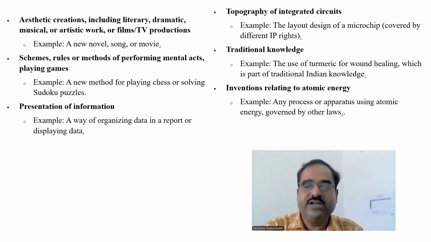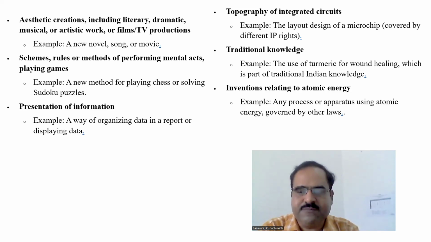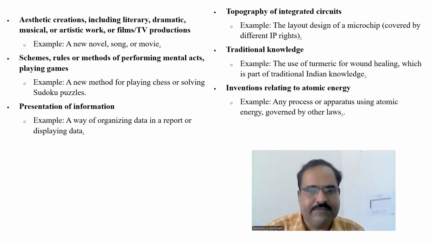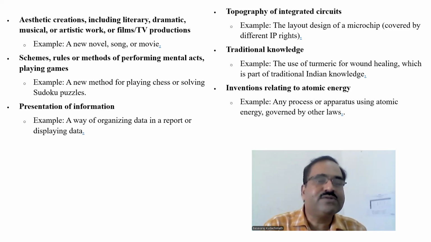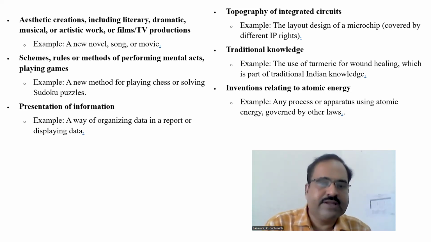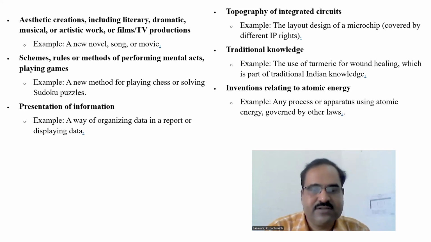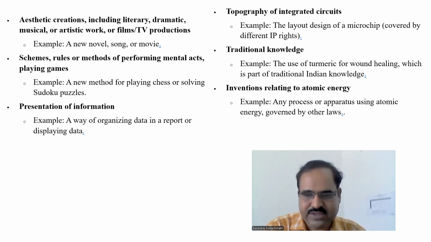Suppose, for example, the dome TV, which was replaced with the flat TV, the concept is entirely different, can be patented. So this is why what we call schemes, rules, or methods of performing mental acts, playing games, cannot be patented. A new method for playing chess or solving Sudoku problems cannot be patented because it is an idea that you have generated which is already in existence.